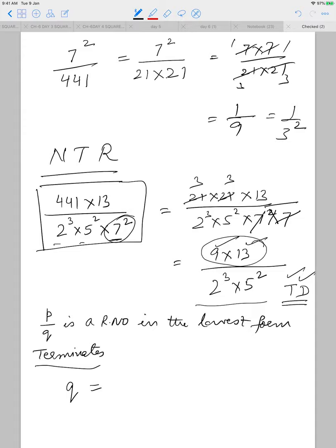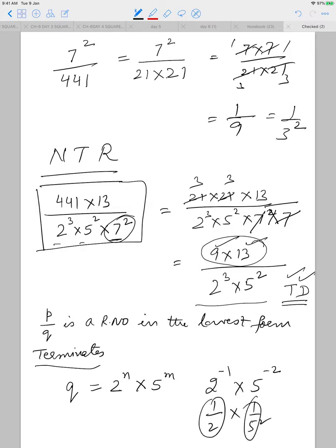But if I write it in mathematical form, I will say q should be of the form 2 raised to the power n into 5 raised to the power m, where n and m can be any powers. But 'any' means what? What type of numbers should n and m be? Can n and m be negative numbers? For example, 2 raised to the power minus 1 into 5 raised to the power minus 2: both these numbers will go down in the denominator. We do not want 1 by 2 or 1 by 5 as the factor. We want 2's and 5's as the factors. So we cannot have negative powers here for n and m.